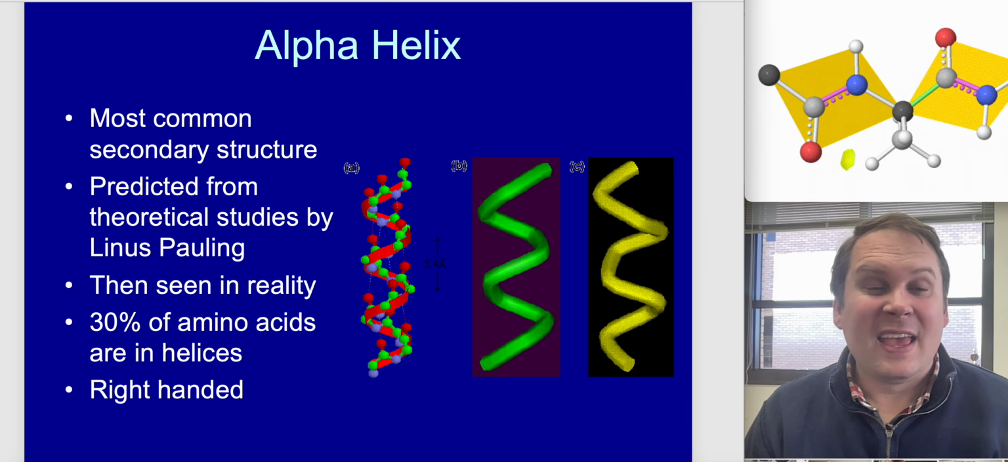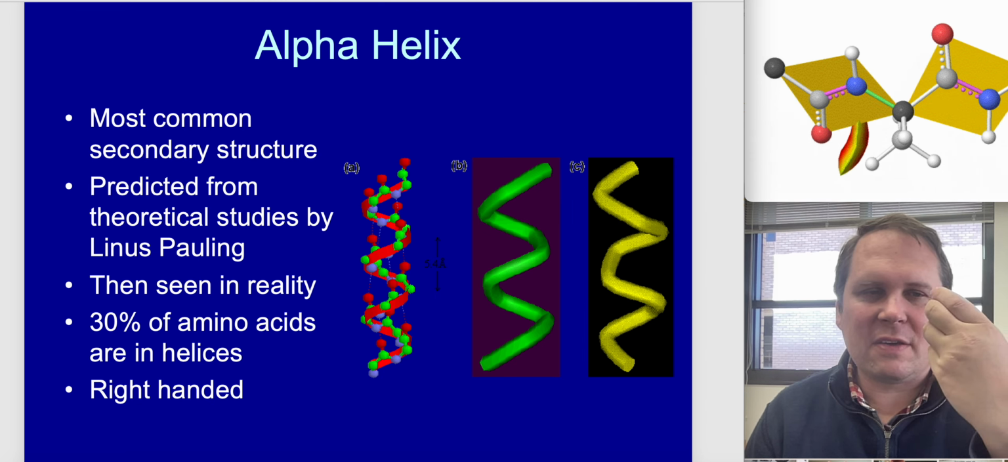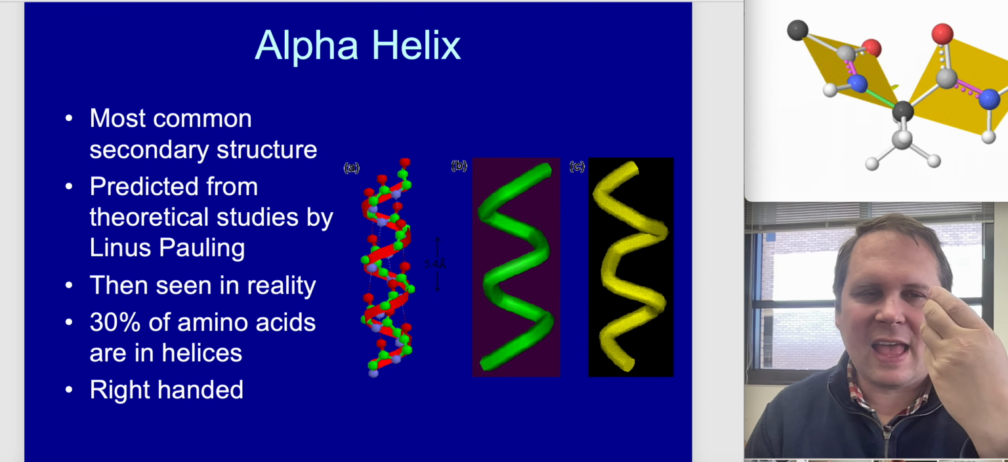Very common. They're almost always right-handed, which is to say that if they start here, they're going to go like you're right-handed in that direction as they twist. Yeah, there you go. Linus Pauling predicted that they would exist, and sure enough, they do. Not everything he predicted was right, but he's pretty good at his job.